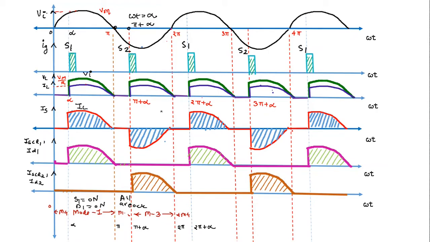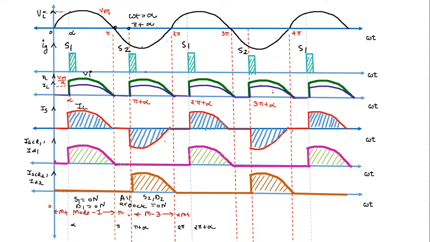Now when mode number 3 comes at omega t equals pi plus alpha, at that time the S2 SCR is given a trigger pulse. This mode number 3 goes from omega t equals pi plus alpha to omega t equals 2 pi. When the negative half cycle comes into the circuit, what happens? The S2 and D2 devices will be on. That means SCR2 and diode D2 will be on in this mode number 3. So the current conduction takes place through S2 and D2 in this mode number 3.